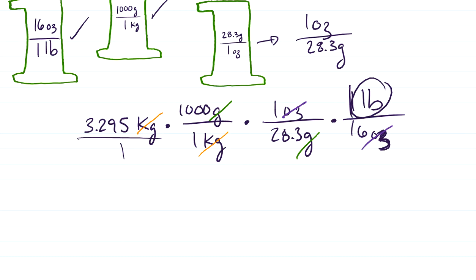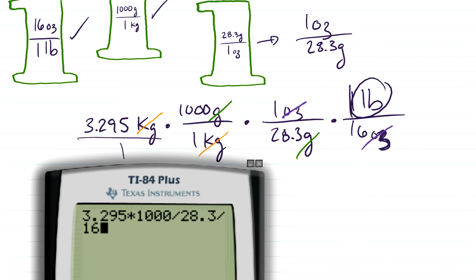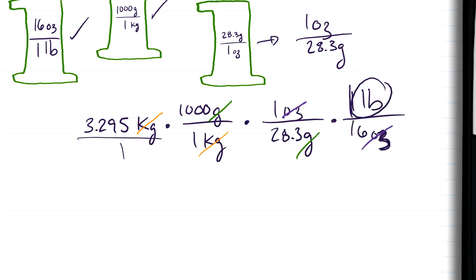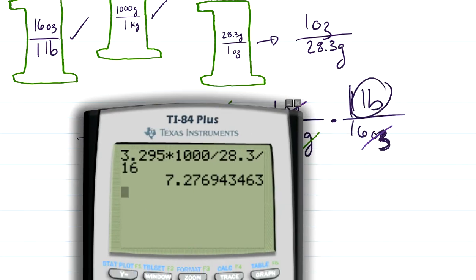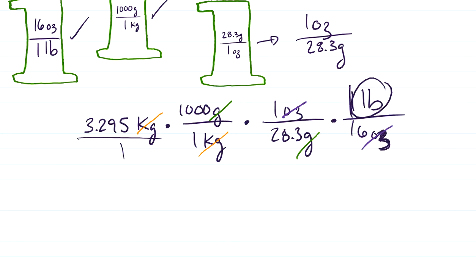So you can see what I've done here. This is 3.295 times 1,000 divided by 28.3 and then divided by 16. And I could press equals in between each operation if I wanted to. When I do this, I get 7.276, and again, those are all in pounds. So I have 7.276 pounds.